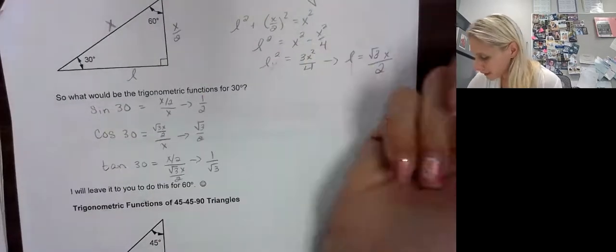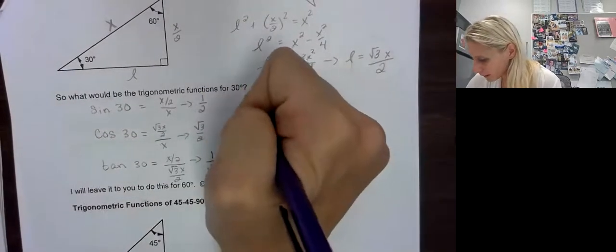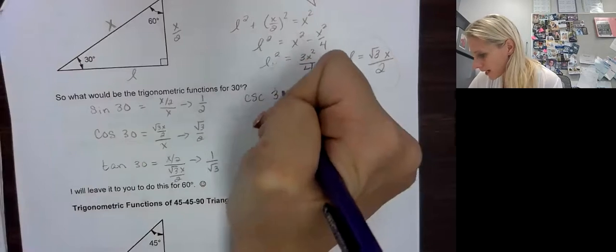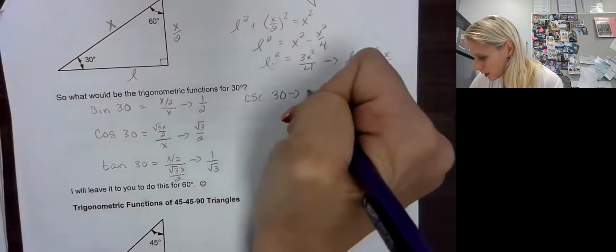So this means that I can do my cosecant of 30 just by flipping it. So it equals 2.